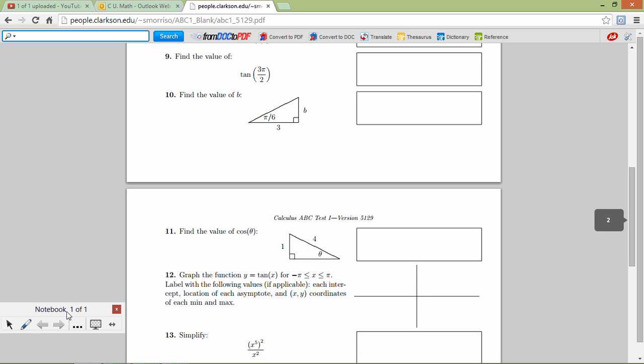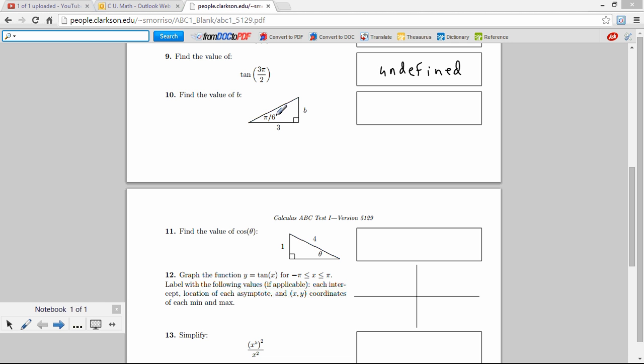Start with number 9 here. We have tangent 3 pi over 2, and you should have found that to be undefined. Okay, that should have been undefined. Remember, tangent of 90 degrees doesn't exist, and so this would be 90 degrees in the third quadrant or fourth quadrant, and so it's an undefined situation. Right? Number 10, more trig.